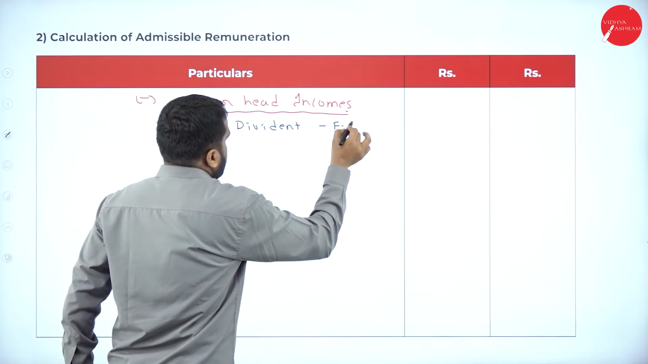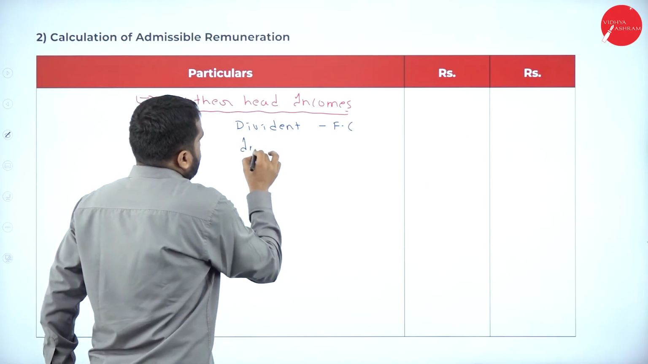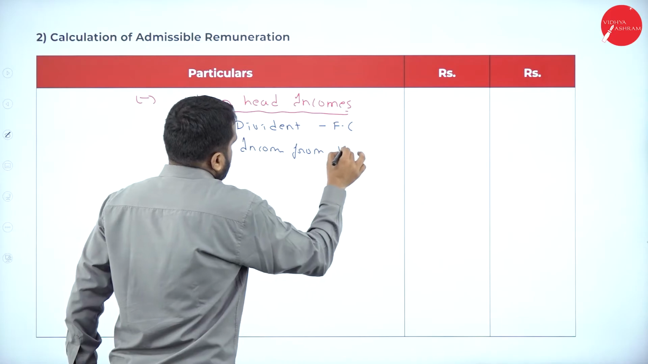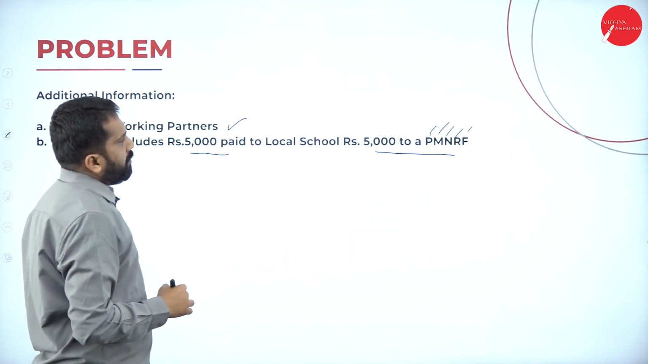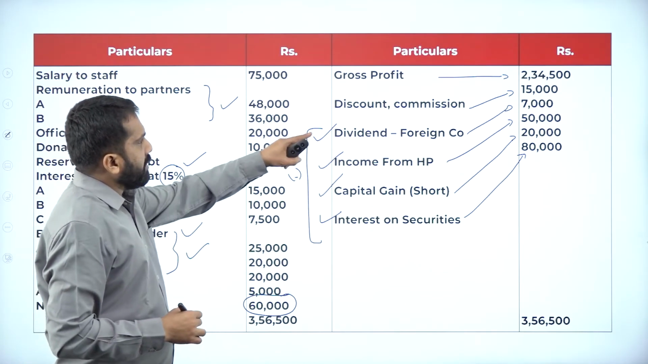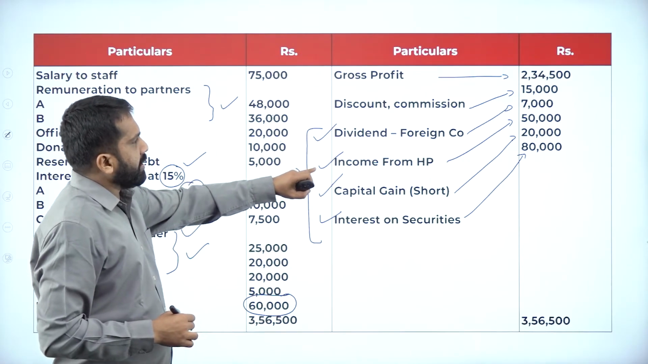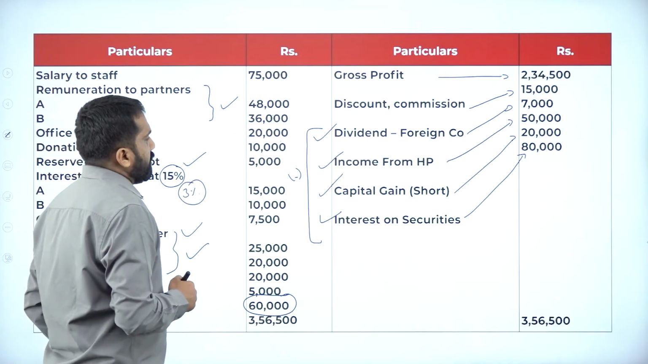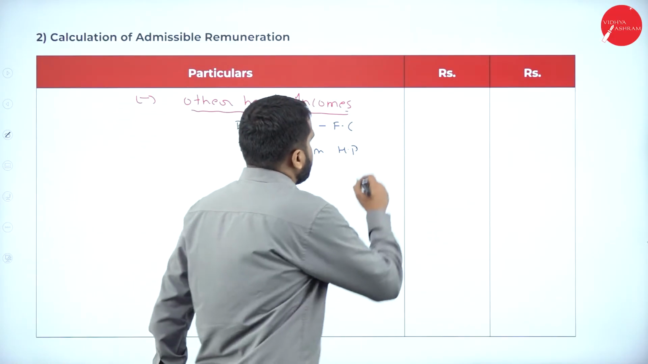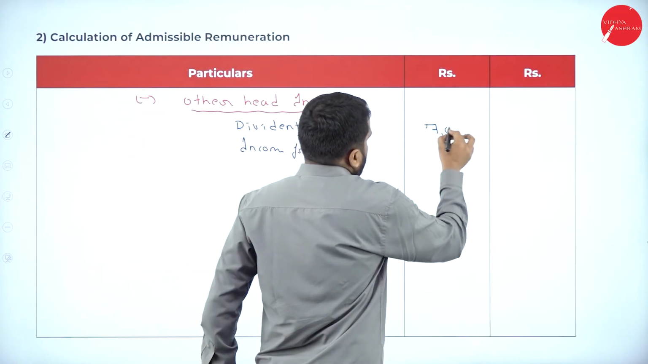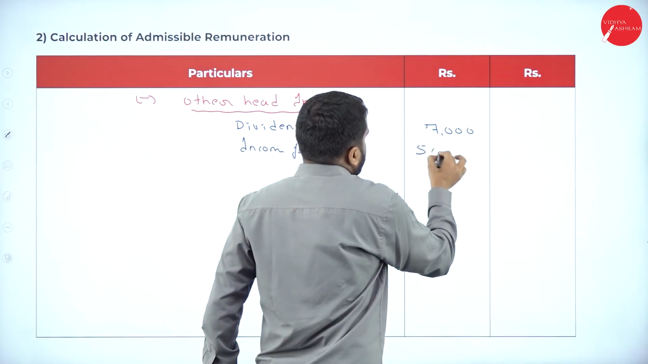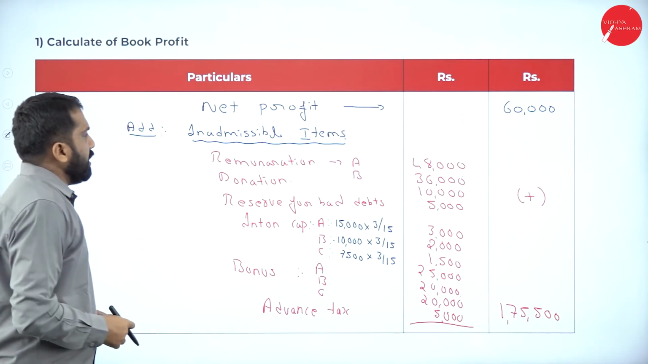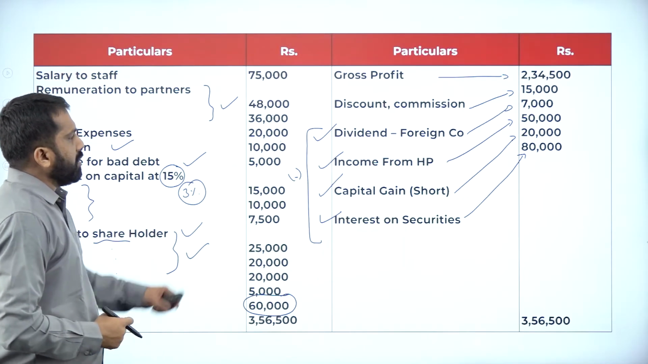So, foreign company income from house property, and then what do we have? Dividend is 7,000, income from house property 50,000, we have capital gain. So 7,000 and 50,000, two things are done. Next, income from house property is over.